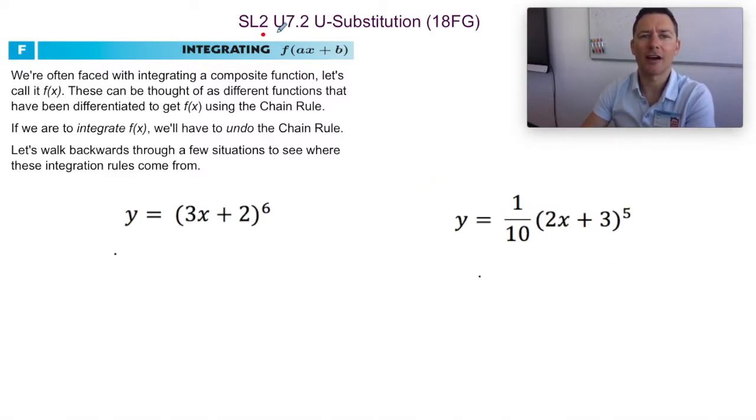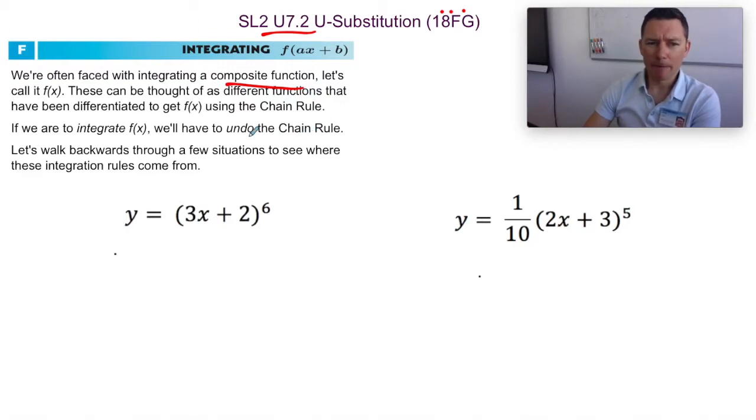Hey guys, out of 7.2 we're looking at U substitution today. It's in your text, 18F and G, and we're integrating composite functions. So basically we're trying to undo the chain rule.